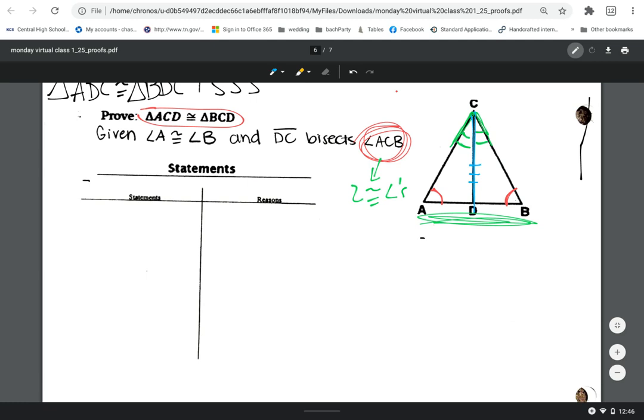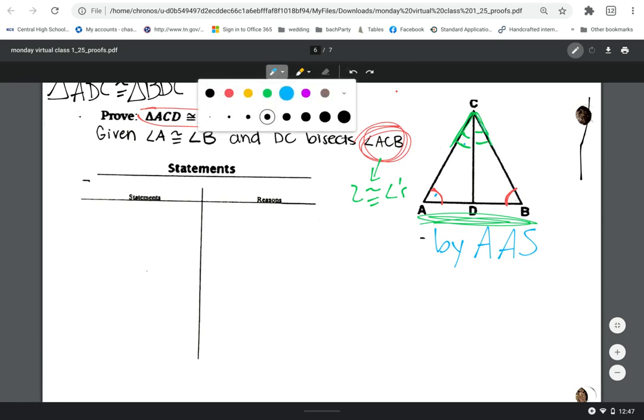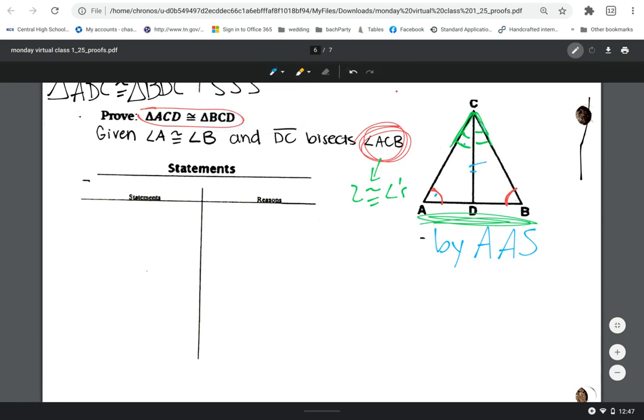So are these two triangles congruent? Yes. By what? By angle, angle, side. Now, why isn't it angle, side, angle? Well, for that to happen, you would have had to have the side in between the two angles congruent. But we do not know anything about that. We were not told. Okay, so I only know that this side, the side CD, is congruent to itself because they share that side. All right, so let's put basically what we just talked about in a proof.